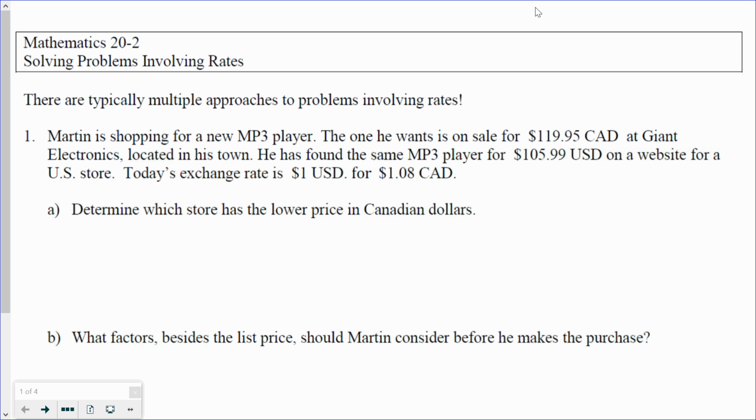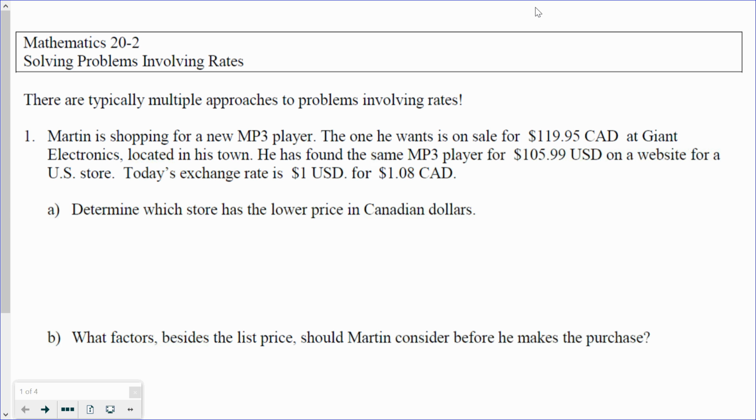So this is basically exactly like those questions that we saw yesterday for converting $80 Canadian into US dollars or something like that. So don't get stressed out by word questions. They're the same type of questions. You just have to be able to extract that important information. So it says determine which store has the lower price in Canadian dollars.